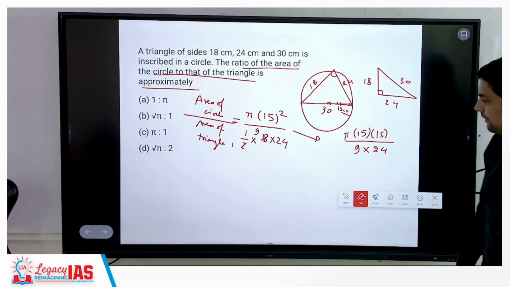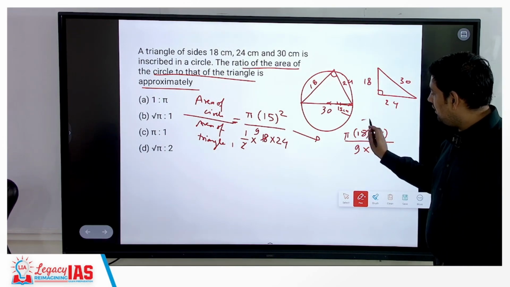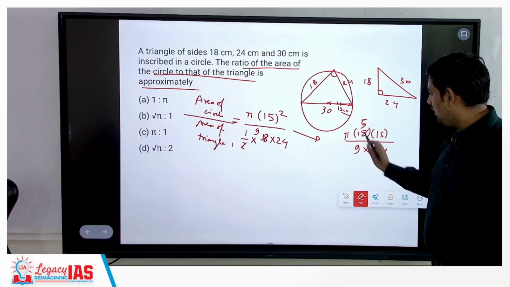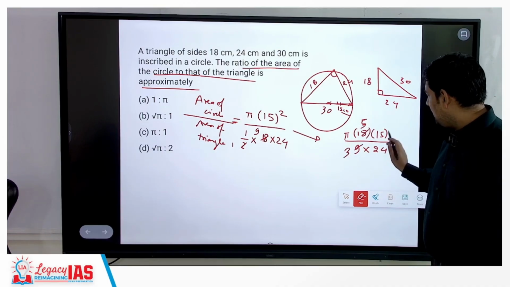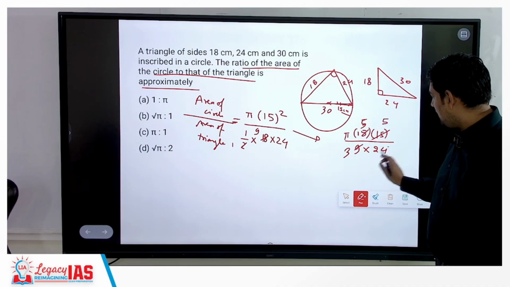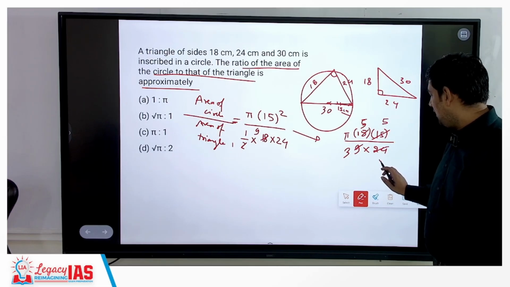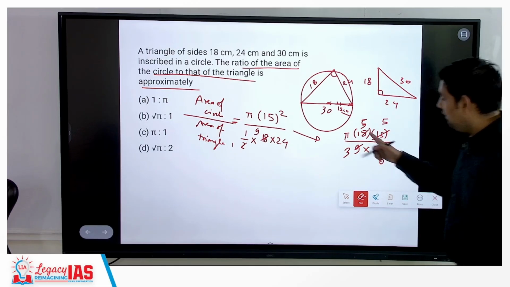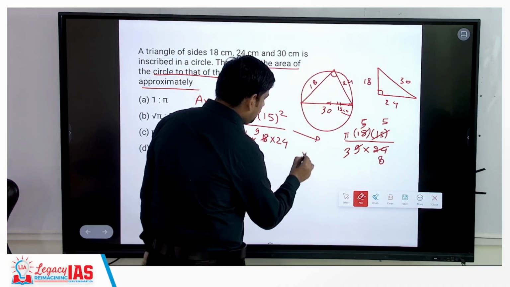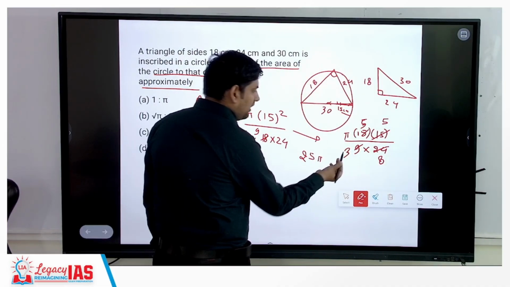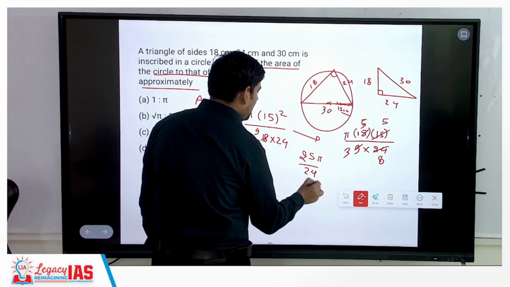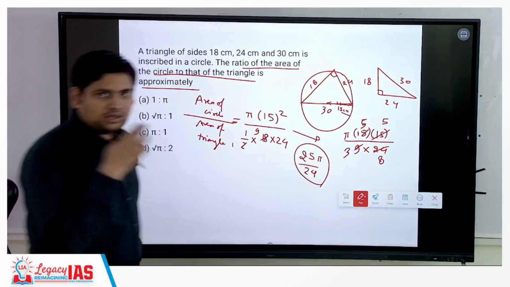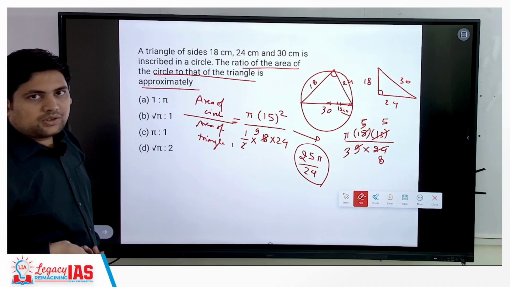Let's start cancelling them out using 3. So this will go 5 times and this will go 3 times. Similarly, this will go 5 times and this will go how many times? 8 times. So what do you get? 5 5s are 25. So you get 25 pi. 8 3s are 24. That means 25 by 24 pi. This is the ratio that you are getting.